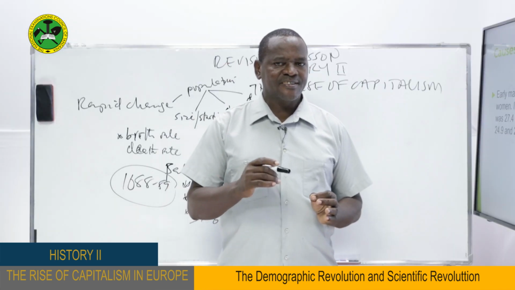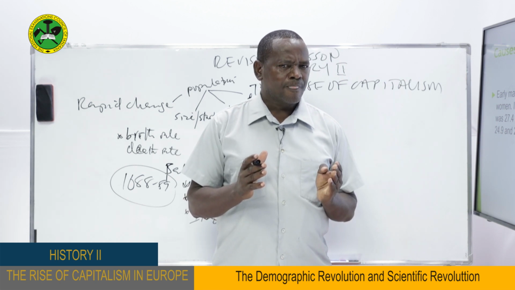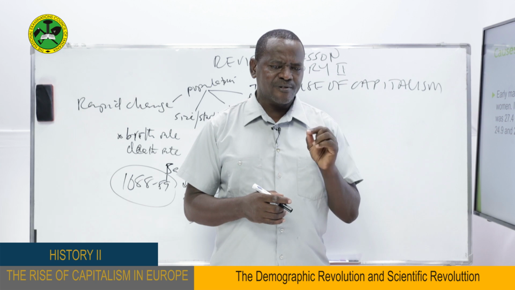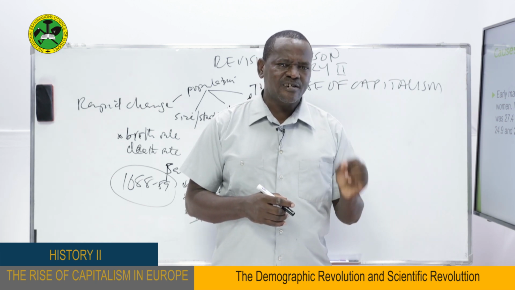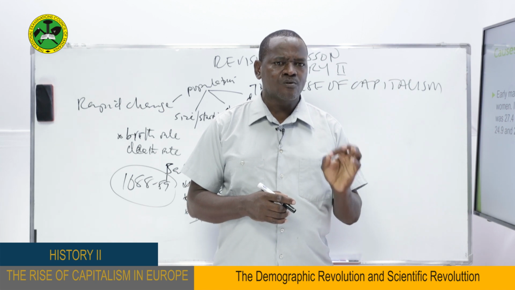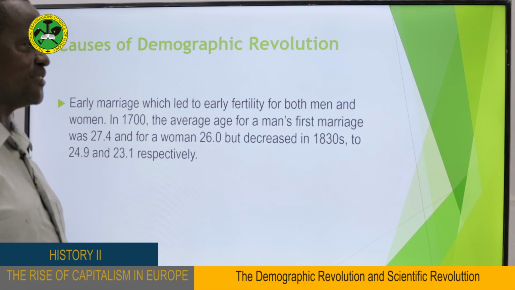So, early marriage, my dear students, has contributed to the increase in the number of people, because if you get married at an early age, it's obvious that you are going to have more children than those people who got married at a late age. So that has contributed to the increase in population.